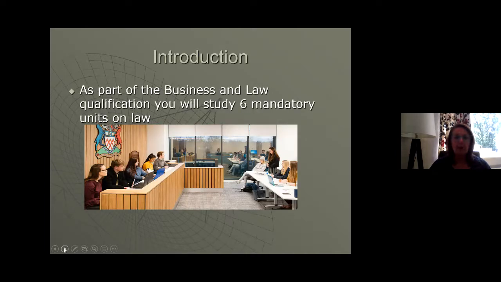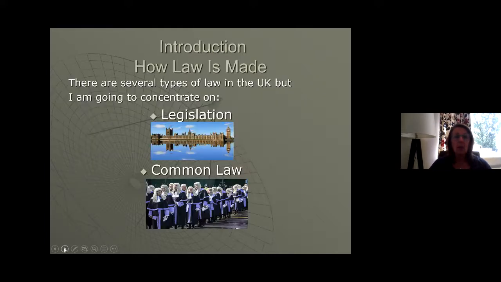So, as part of the Business and Law qualification, you will study 6 mandatory units on law. What I'm going to talk about today is how law is made, and I'm just going to pick two areas because there are others. One is legislation and one is common law.